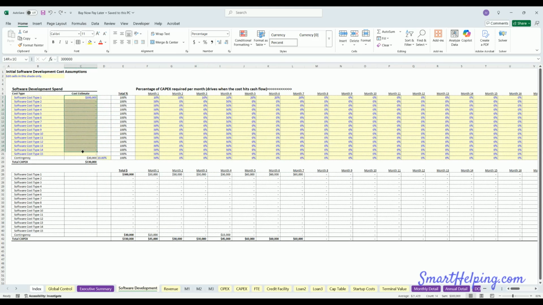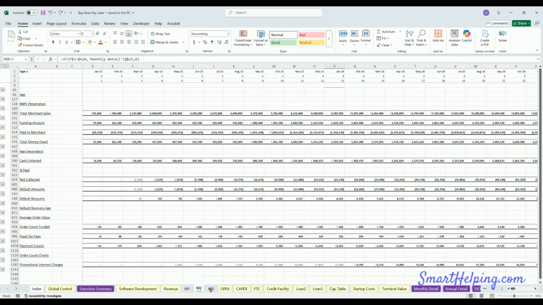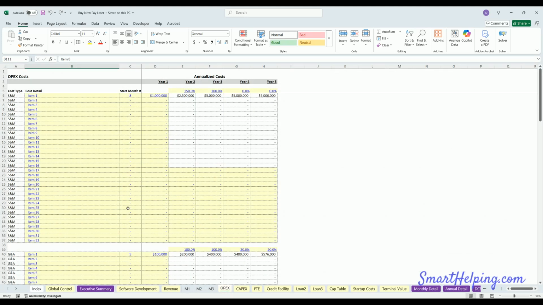Software costs are usually depreciated, and sometimes they could be in cost of goods sold. Here I'm just putting it below the line for regular depreciation expense, not a cost of goods sold, and it obviously hits cash flow based on this schedule here. Revenue we went through. Tabs M1, 2, and 3 are all where the dynamic calculations are happening.